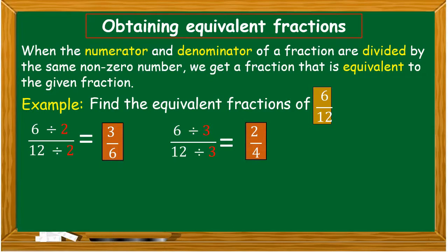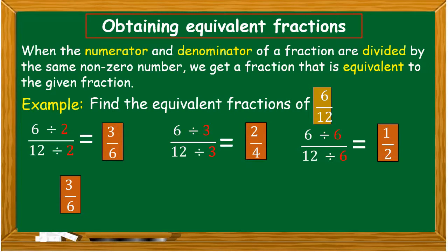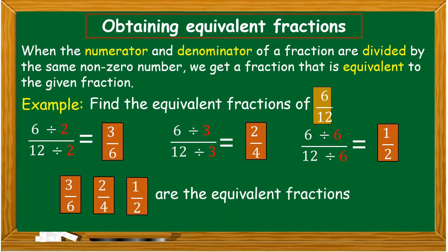Now we divide the given fraction by 6. So we get 6 divided by 6 upon 12 divided by 6, which is equal to 1 upon 2. Hence, we get 3 upon 6, 2 upon 4 and 1 upon 2 are the equivalent fractions of 6 upon 12.